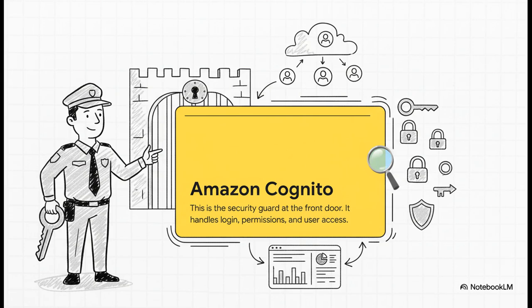And to keep everything safe and sound, we use Amazon Cognito. You can think of it as the security guard standing at the front door of our dashboard. It's what manages who can log in and what they're allowed to see and do.